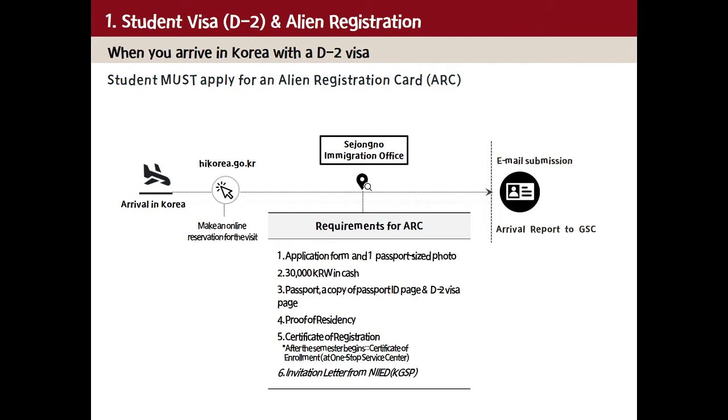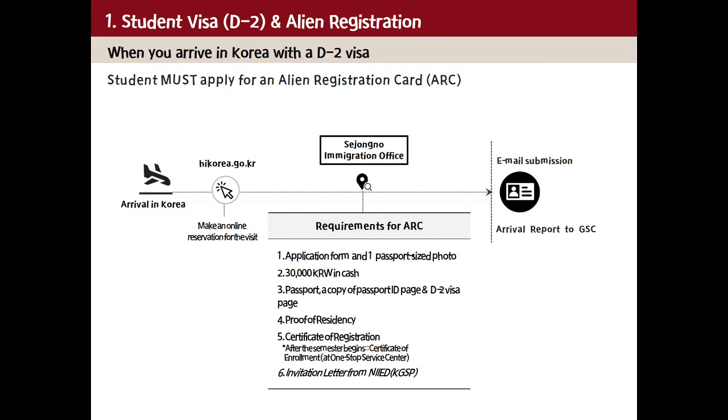As you can see on the slide, you need the following documents to apply for your ARC. Your application form, a passport size photo, 30,000 Korean won in cash, your passport, a copy of your passport ID page, and a copy of your D2 visa page.